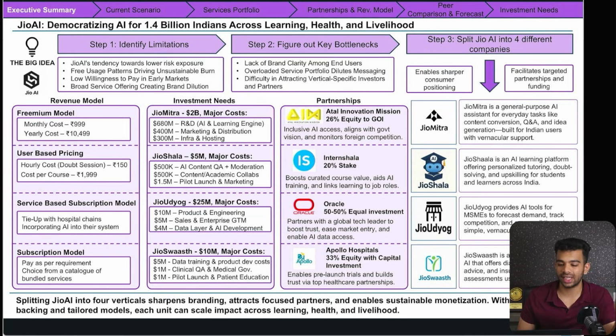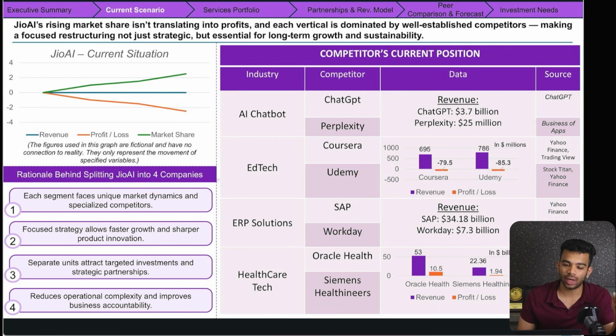The aesthetics of slides are also very important when it comes to winning case competitions. So this is the executive summary slide. The next one is the current scenario. We decided to show the panel what was actually happening right now, and what is the solution that we are proposing. Again, the rationale behind splitting JioAI into 4 companies, that is something we have talked about.